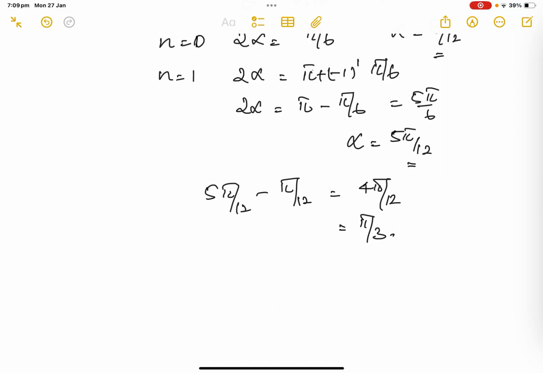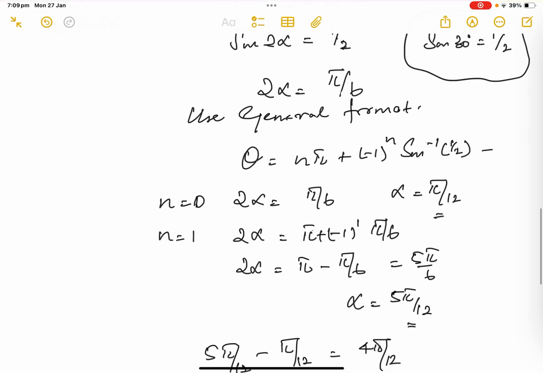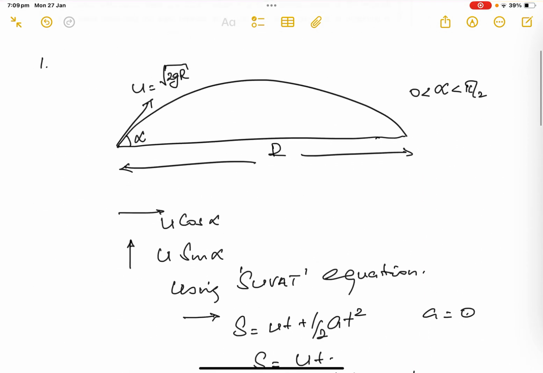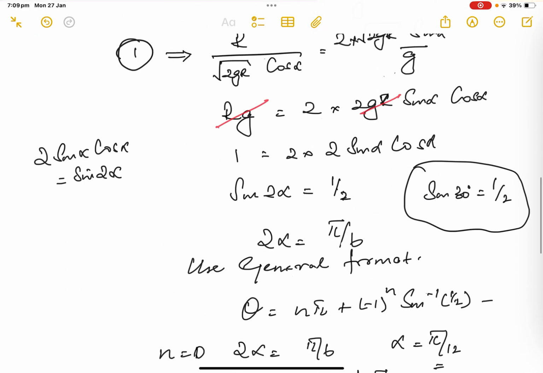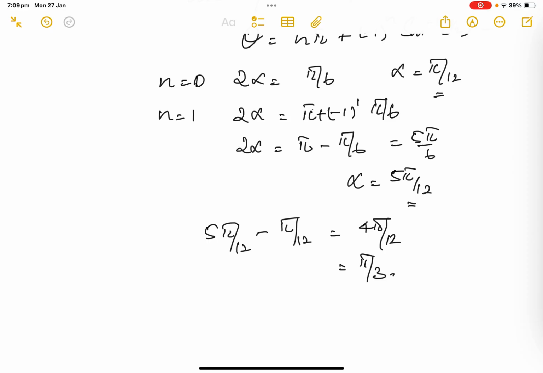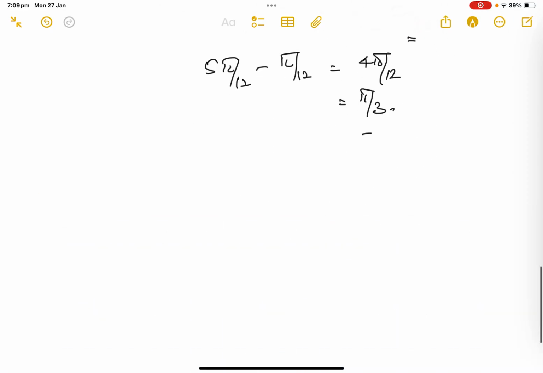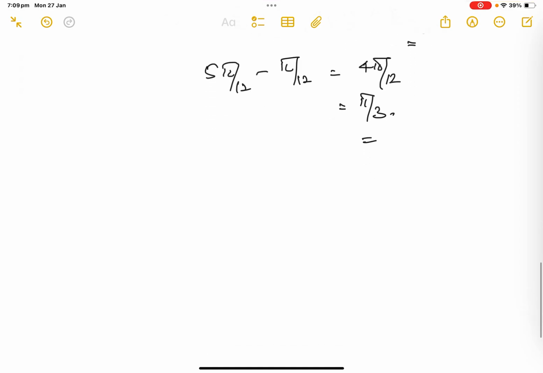But the question asks, the angle between these two angles is pi by 3. So 5 pi by 12 minus pi by 12, LCM 12, and 5 minus 1 is 4. And then again, 4 common, pi by 3. So that is what we have been asked to prove. Given that R is the range of the projectile on the ground, show that the angle between the two possible initial directions of projection is pi by 3. That is 5 pi by 12 minus pi by 12 is pi by 3. So that's the answer we are looking for.